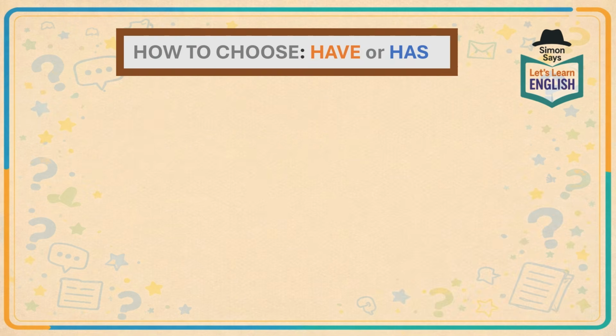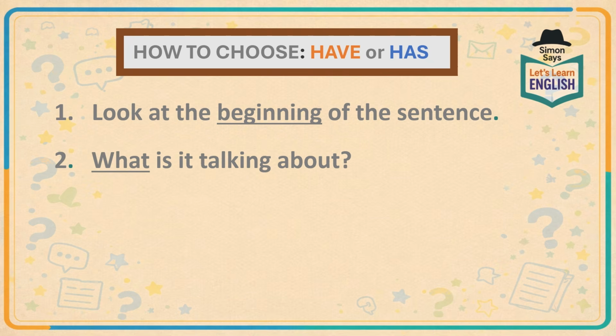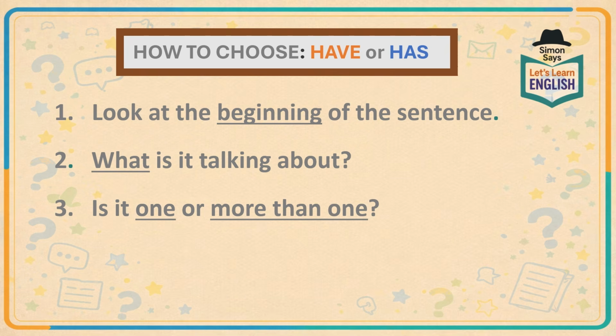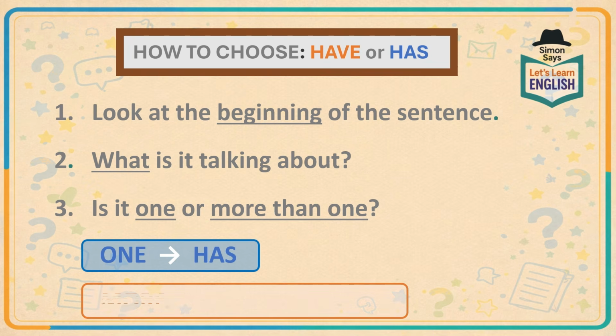Okay, now that you've had a look at some examples, let's look at some tips that can help you to choose when to use have or has. Now, the first one is look at the beginning of the sentence. Then ask yourself, what is the sentence talking about? What is the main thing? Is the main thing one thing or is it more than one? If it's one thing, then use has. But if it's more than one, then use have.